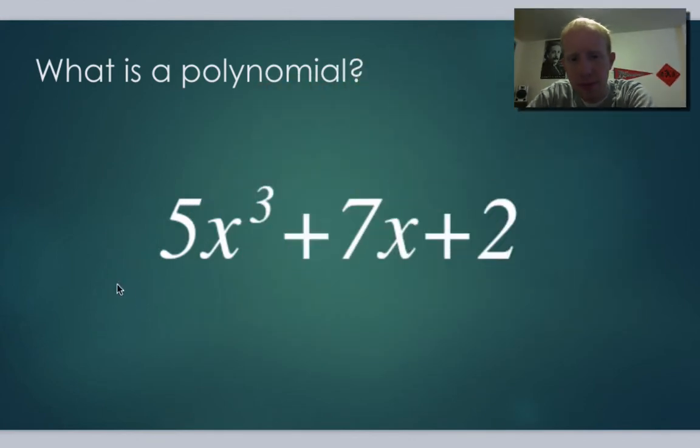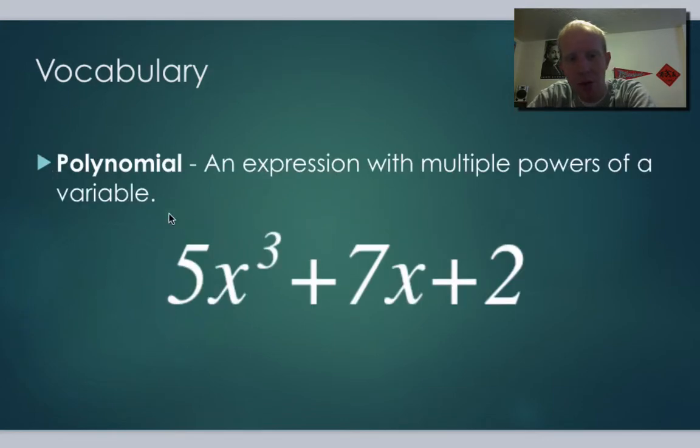Okay, and so it often looks like this. We got a bunch of different x's or y's, right? Some variable, some power signs, some coefficients, numbers in front, right? So it's just kind of this expression with things added together or subtracted from each other. But if you want to be very particular, a polynomial is an expression with multiple powers of the same variable.